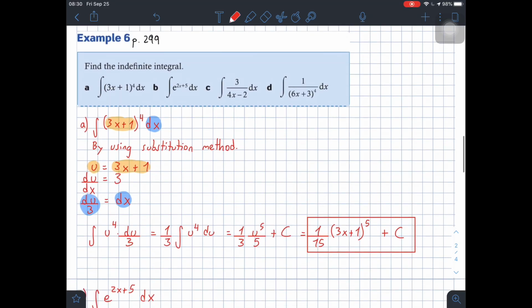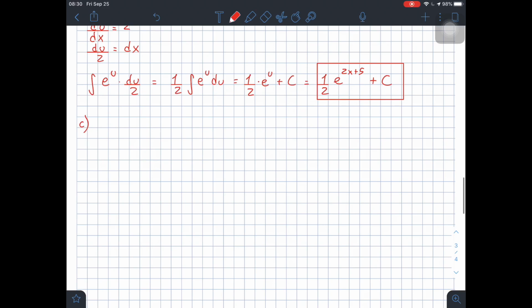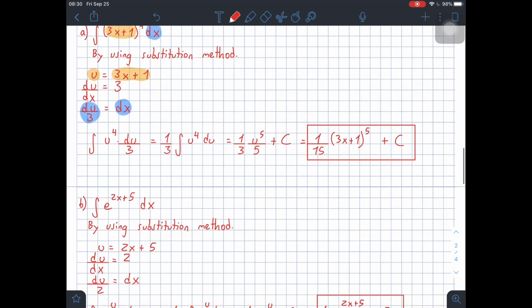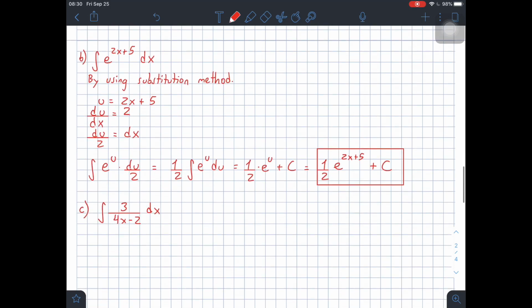Exercise C says the following. The integral of 3 over 4x plus 1. 4x minus 2, sorry. 4x minus 2 with respect to dx. Okay, let me check. Yes.